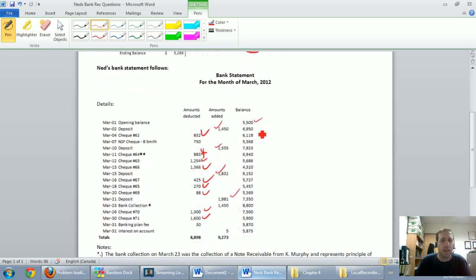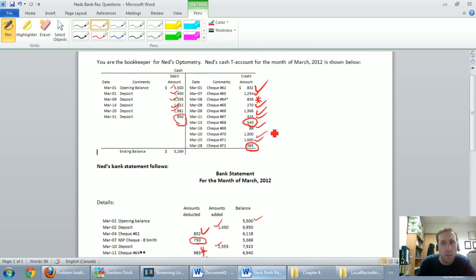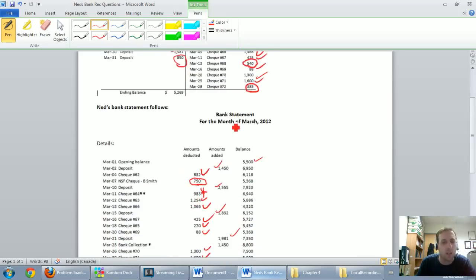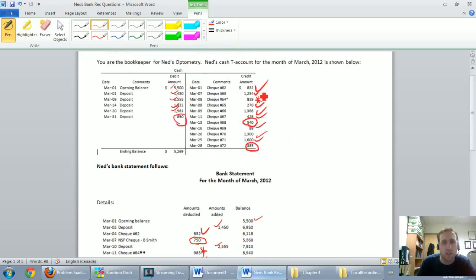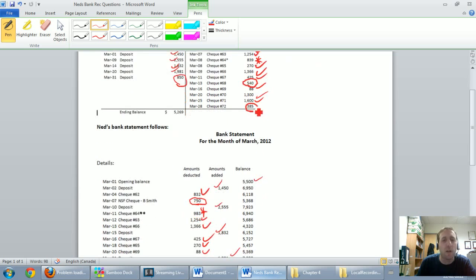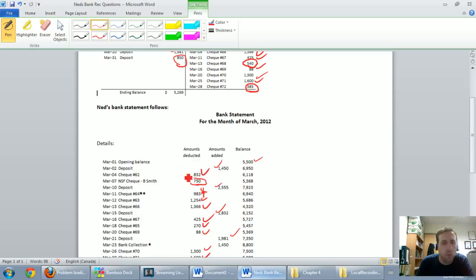I say 5,500, yes, that still matches. 1,450, you can look up and see it still matches. 832, you can see that still matches. NSF check B Smith, 750. That's an amount that appears on my bank statement, but as I scroll up, I don't see it anywhere on my cash T account. So I'm going to have to worry about that. The 983 versus 839 issue, I want to deal with at the end because it's so weird and tricky. So we'll just save that for the very last thing we do.